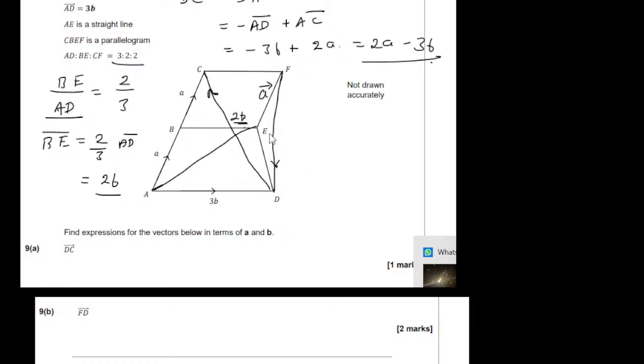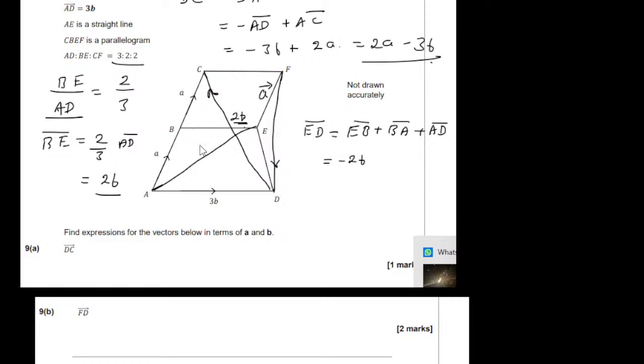Now if I work out ED bar, so ED bar is EB bar plus BA bar plus AD bar. Now EB is minus of BE, so it is minus 2B.